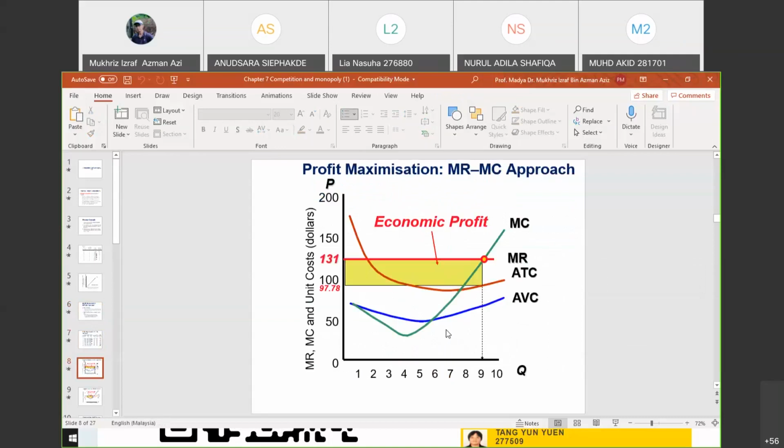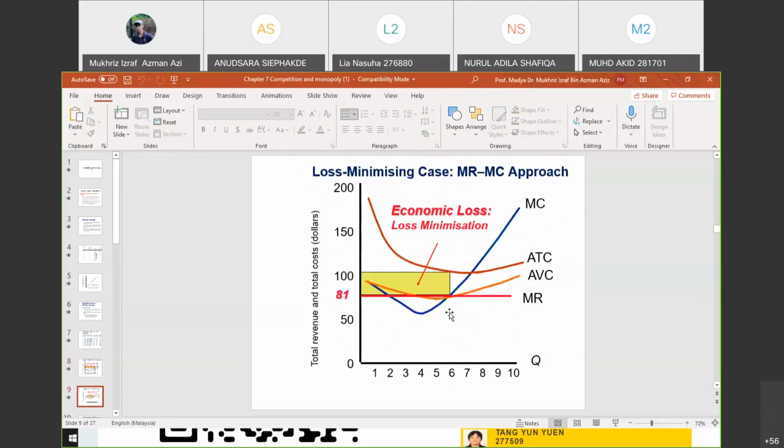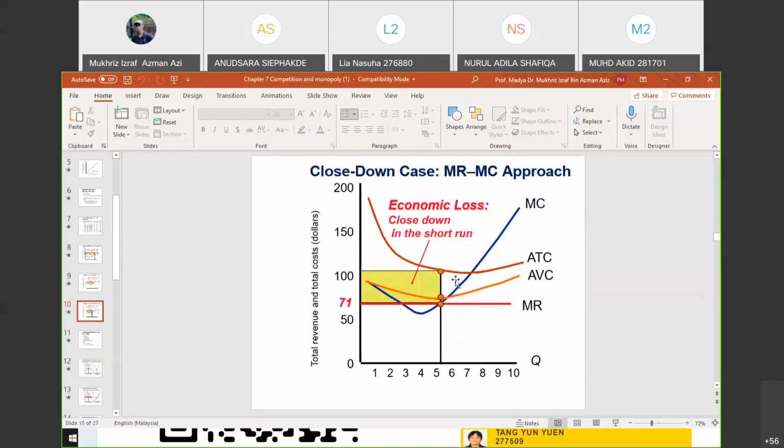We looked at this example, and I also illustrated how you determine the profit area, which is TR minus TC, and also how you determine that the firm is making a loss. We also covered when the firm needs to exit from the market, whether they should continue even though they are making a loss. That was the part that we covered last Monday.